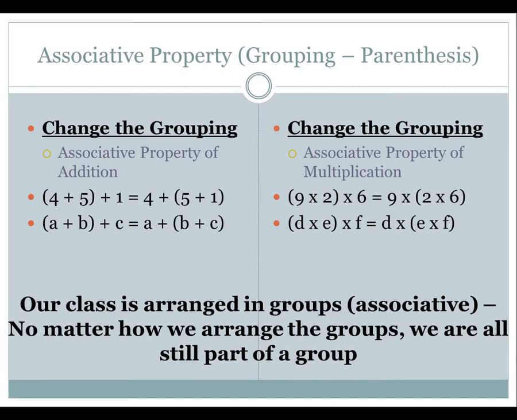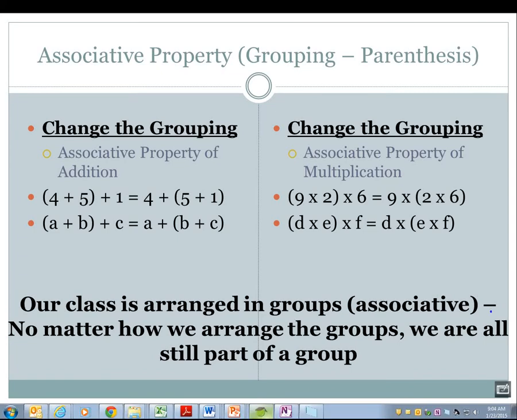So this one tells us exactly what to do, but it says that 9 times 2 is 18, and then 18 times 6 is going to be the same as 12 times 9. So whether you're doing this first or this first, it's going to be the same because it's all multiplication. That's the associative property of multiplication.